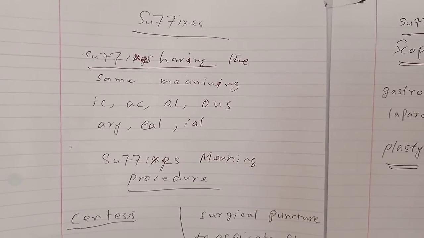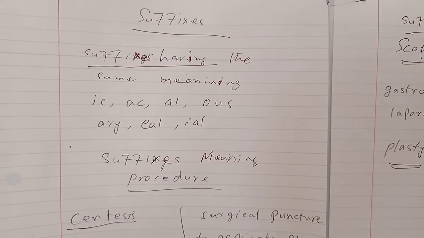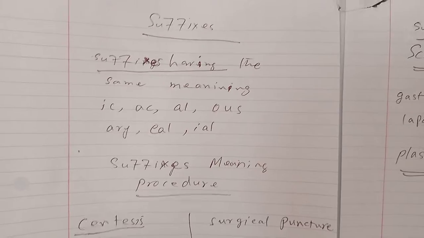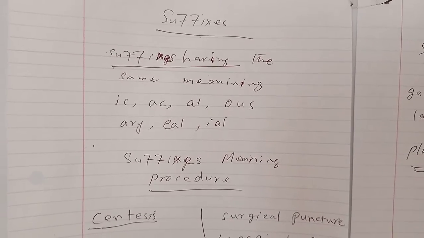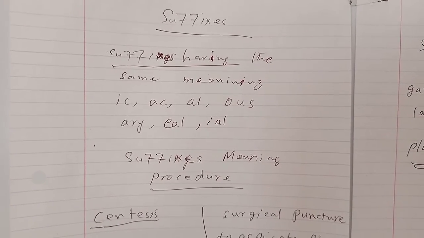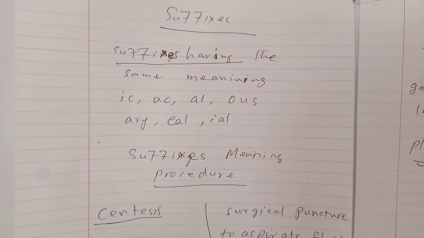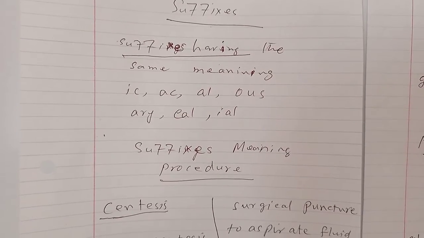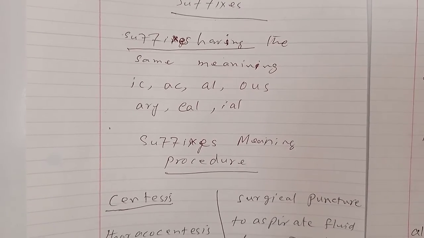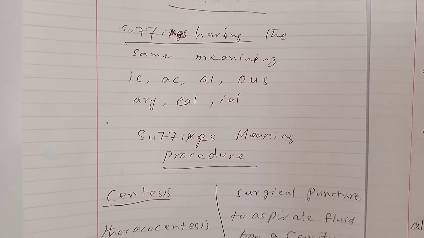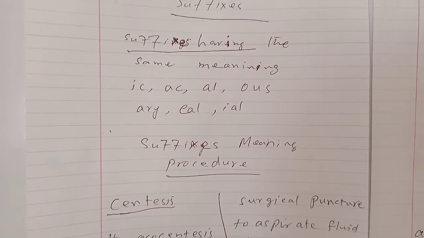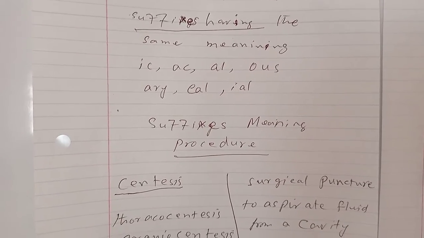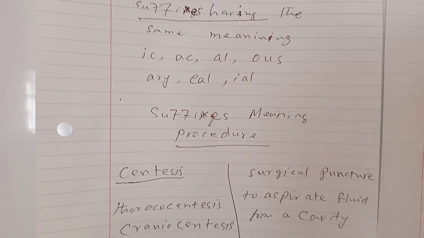First of all, I will give you some suffixes which have the same meaning, like ic, ac, al, ar, ary, eal, and el. Examples are cardiac, dermic, cardial, subcutaneous, pulmonary, pharyngeal, laryngeal.